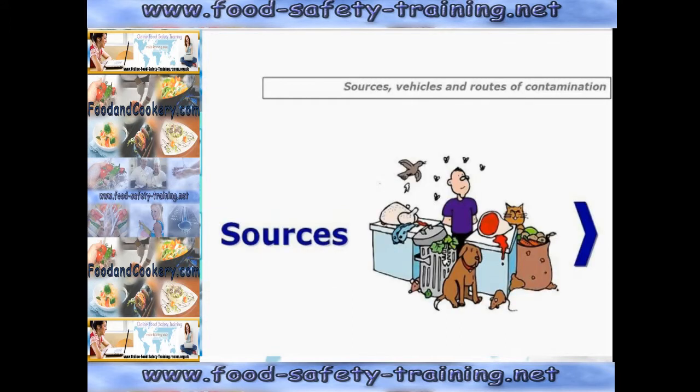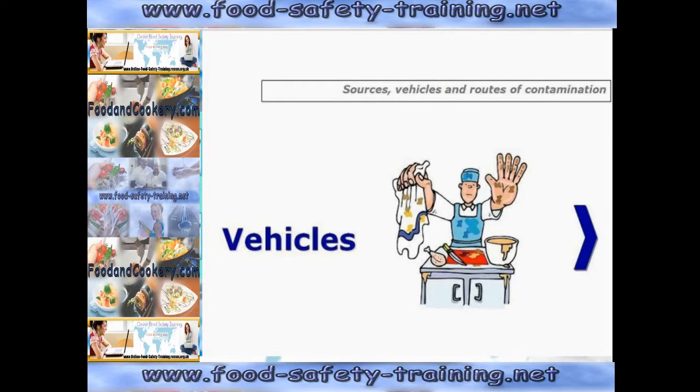Let's have a look at the sources, vehicles and routes of contamination with the indirect cross-contamination. The sources could include human handlers, pests, domestic pets, vegetables with soil contamination, raw meat, insanitary containers like the bin that's shown in the diagram there. So all these can contain or have the potential for containing pathogens. The vehicles could include cloths, knives, preparation boards, food containers, possibly hands.